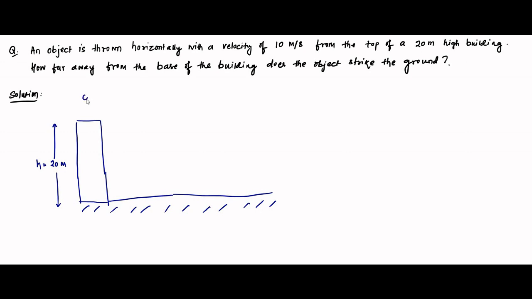So a boy standing on the top of the building throws a stone with a horizontal velocity of 10 meter per second.